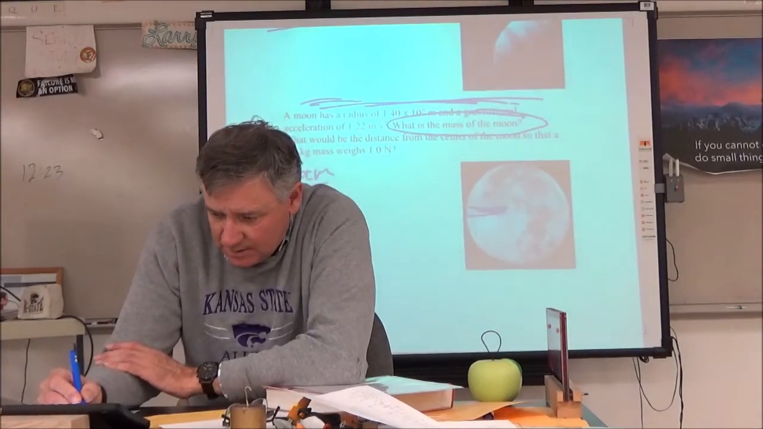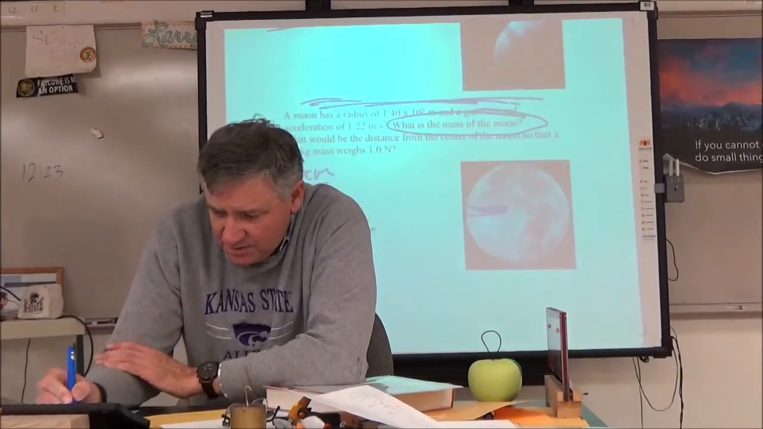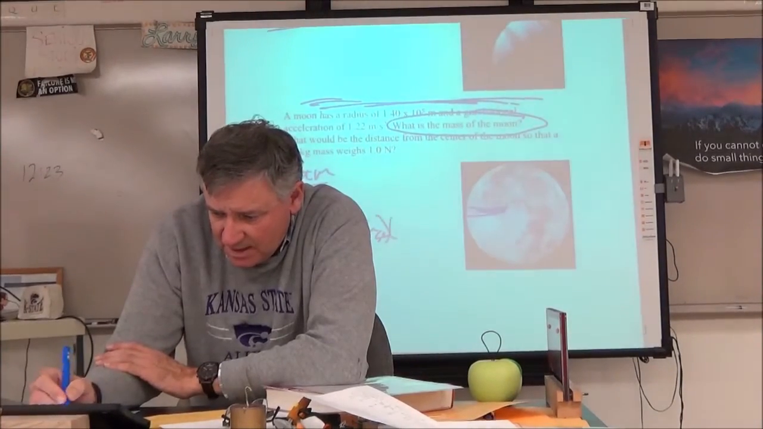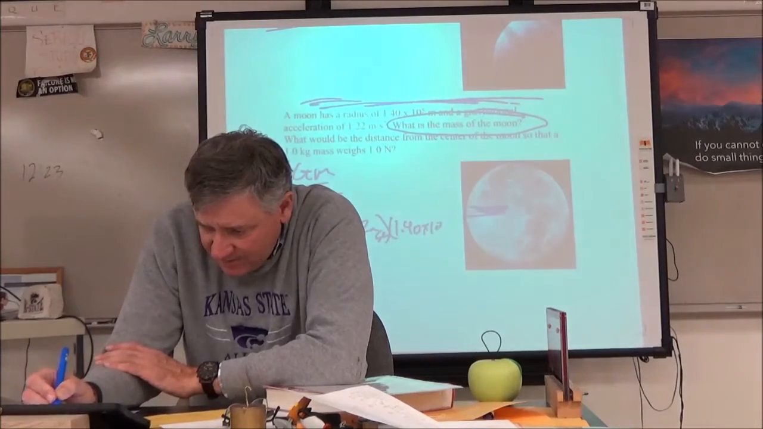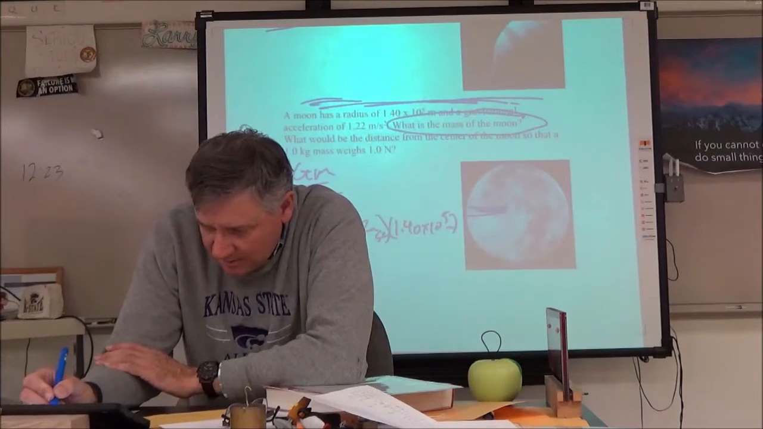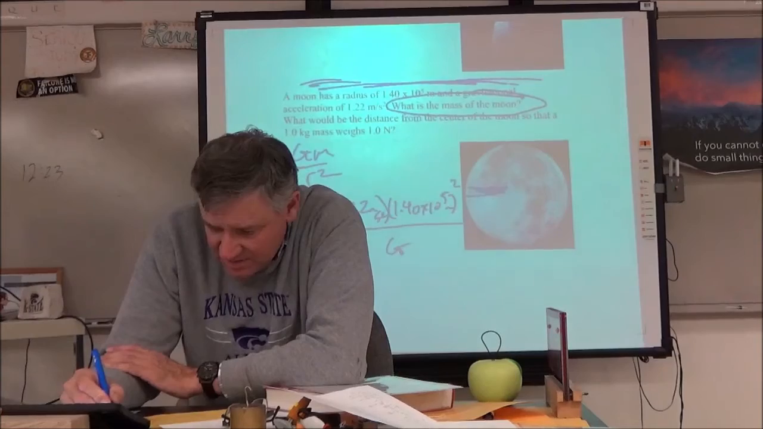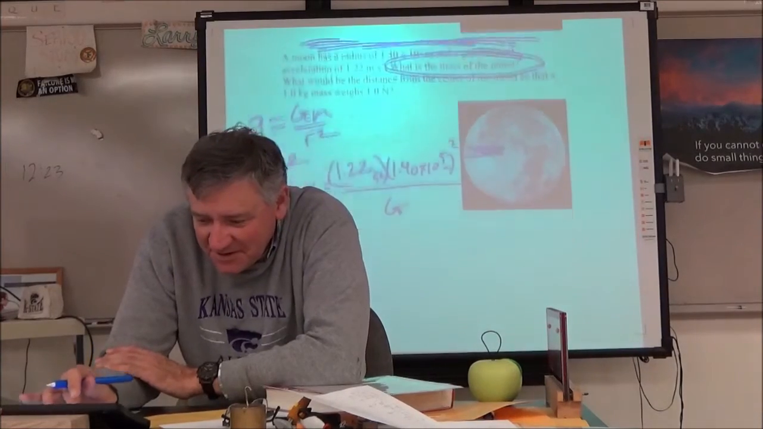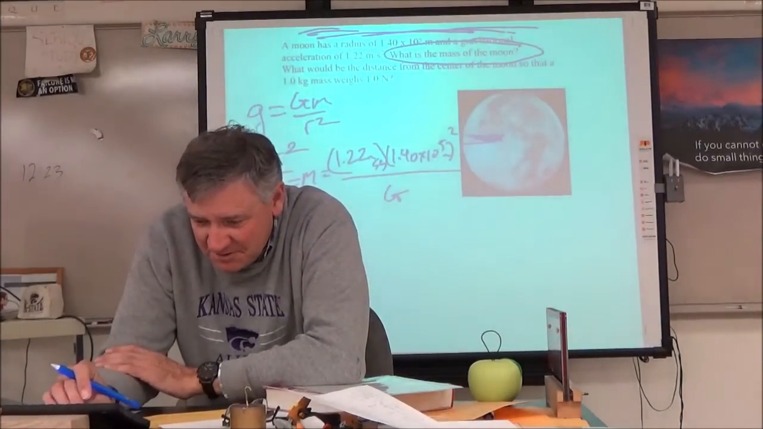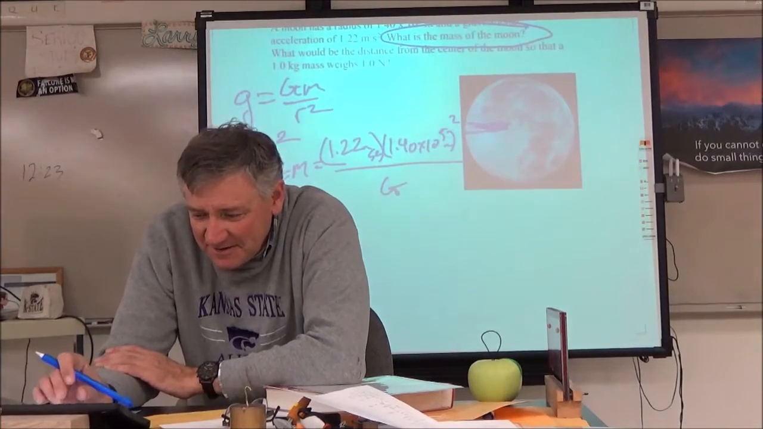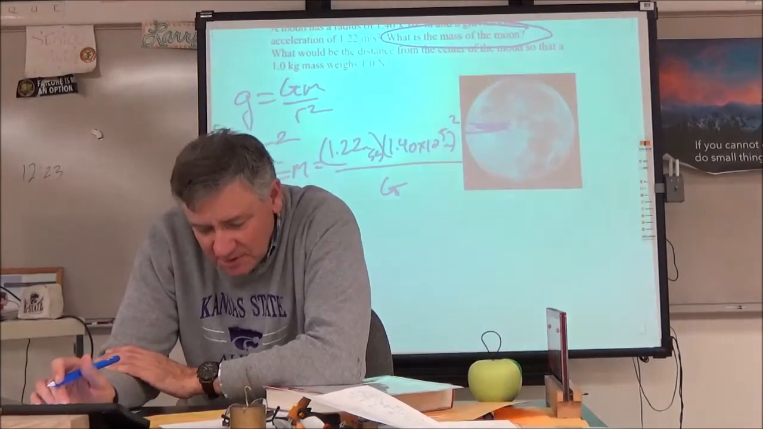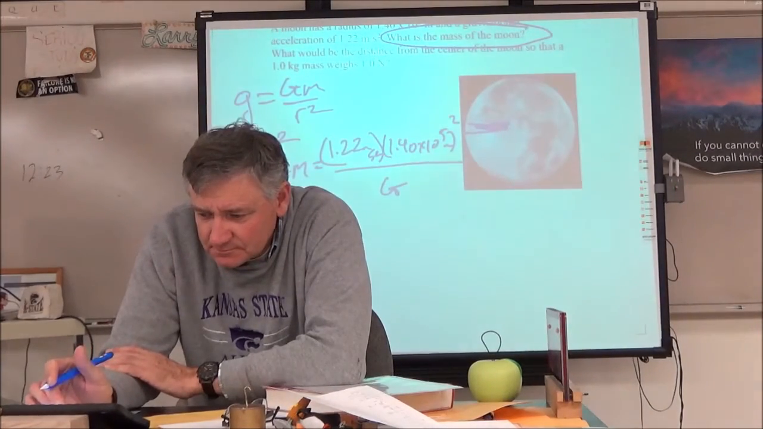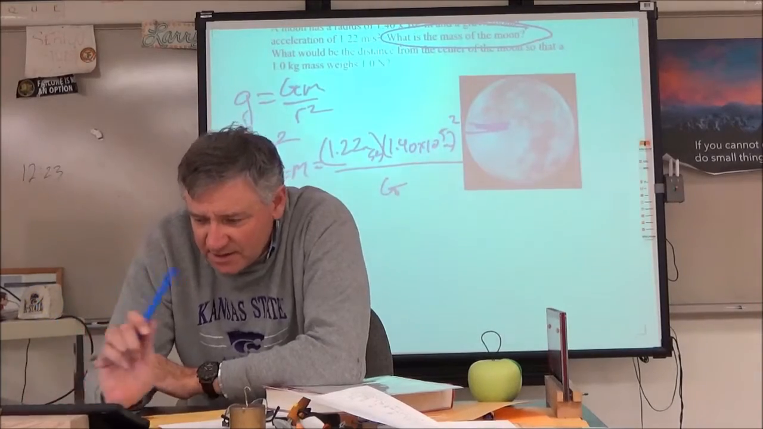So I've got 1.22 meters per second squared times the radius, 1.40 times 10 to the 5th. And that's going to get squared, and then I'm going to divide that by big G. So what do you get for the mass of the moon? Let's see if we can see how far these numbers are. Don't forget to square the radius.